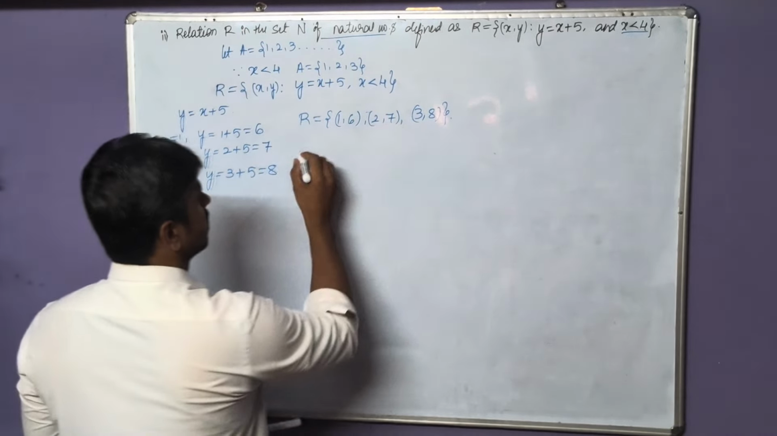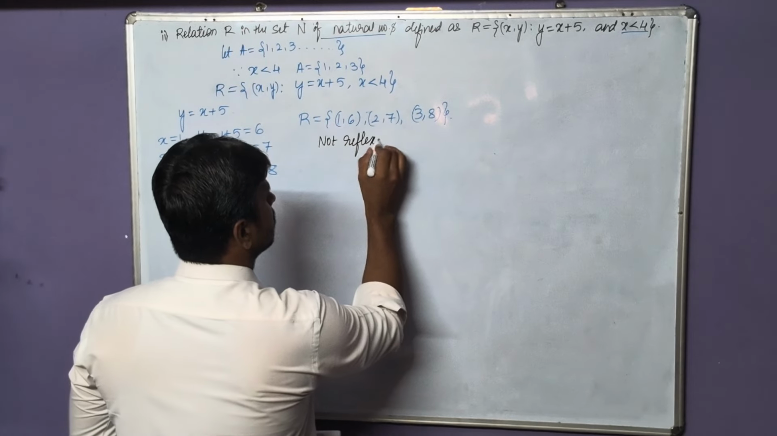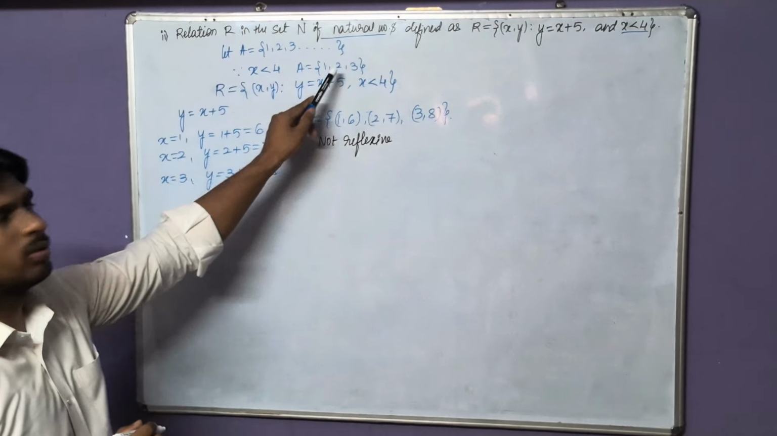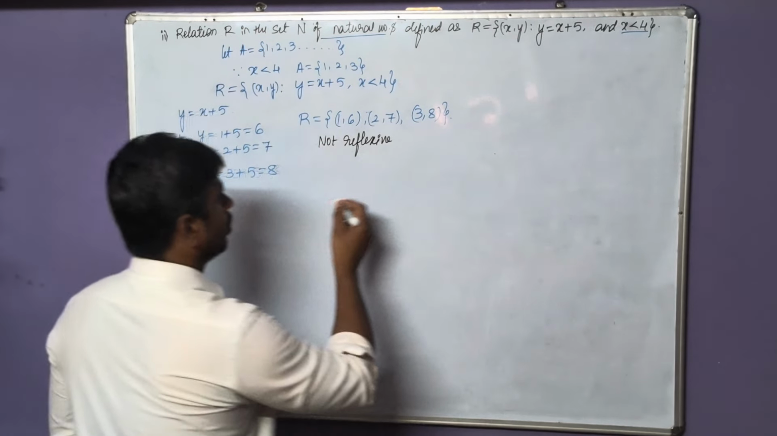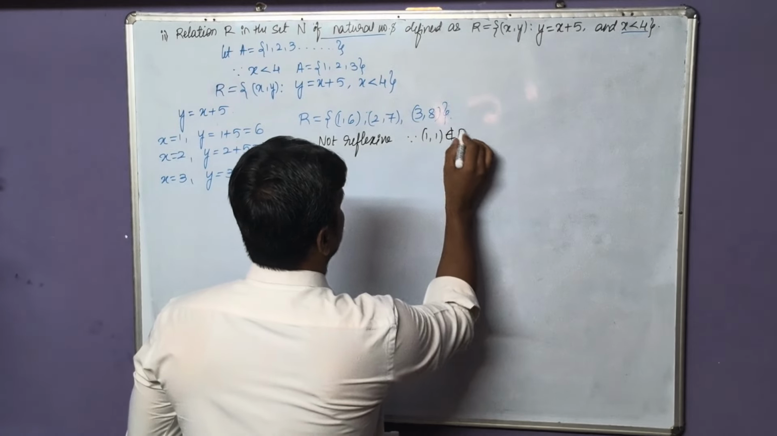Now we need to cross check whether the given relation is reflexive, symmetric or transitive. We can say that the given relation is not reflexive. What is the reason? Because we should have all identical ordered pairs for the given elements of set A: (1, 1), (2, 2), (3, 3) should be there, but we don't have them. It is not reflexive since (1, 1) does not belong to R.